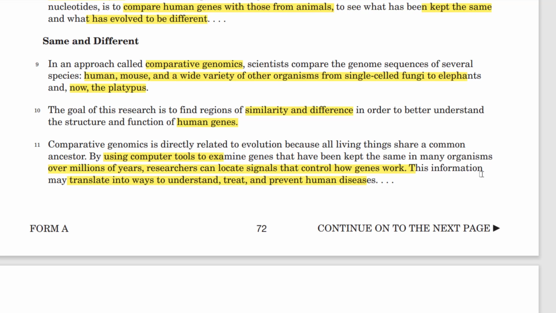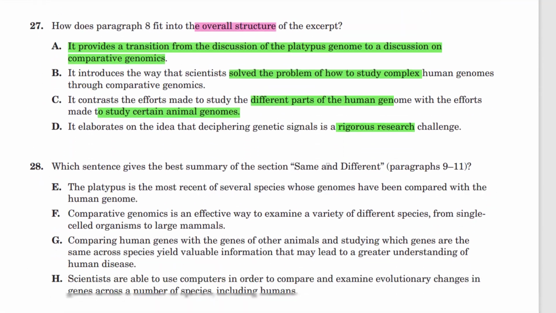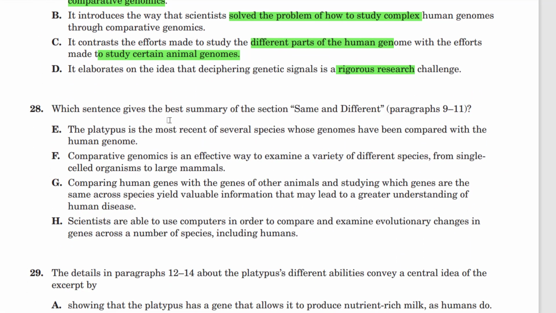And by using the computer tools to do this, we hope we get ways to understand and prevent human diseases. That's the ultimate goal of these comparative genomics. Okay, so let's see which answer choice reflects that. E: The platypus is the most recent of several species whose genomes have been compared with the human genome. The most recent? No, that's not the idea.